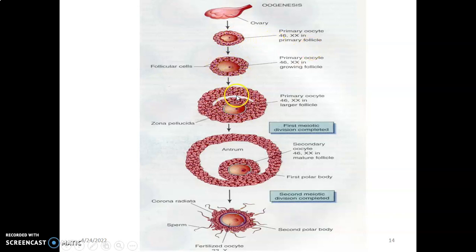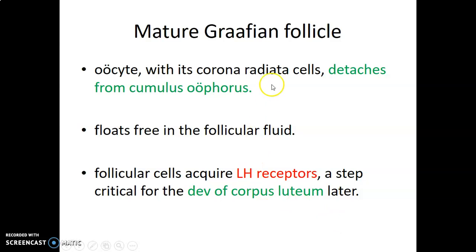So this is your primary oocyte within a growing follicle. Then you start forming spaces that are filled with fluid. You have your antrum there, corona radiata cells surrounding the oocyte, the oocyte separated from granulosa cells by the zona pellucida, and the oocyte resting on granulosa cells, which you call the cumulus oophorus. And you can appreciate here fertilization that will cause completion of meiosis 2.